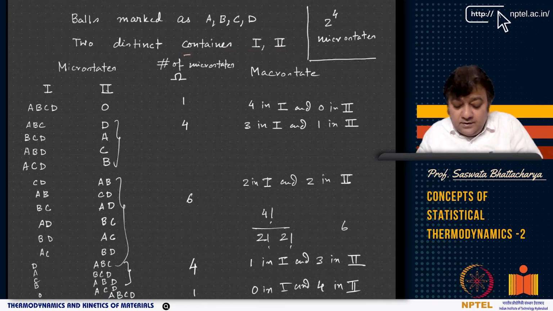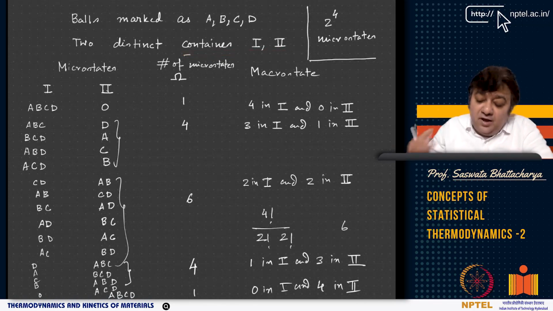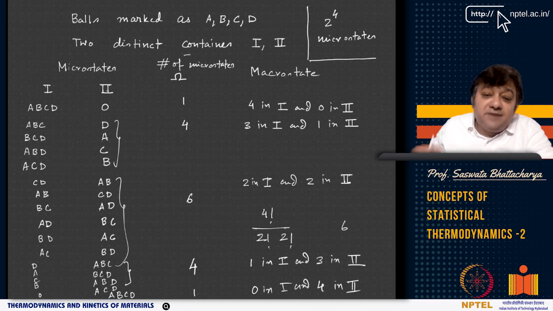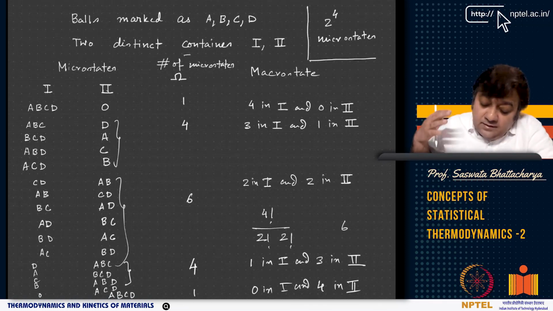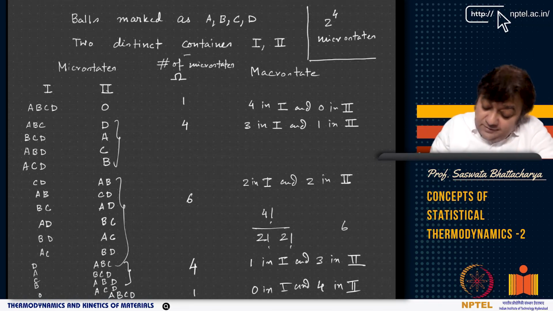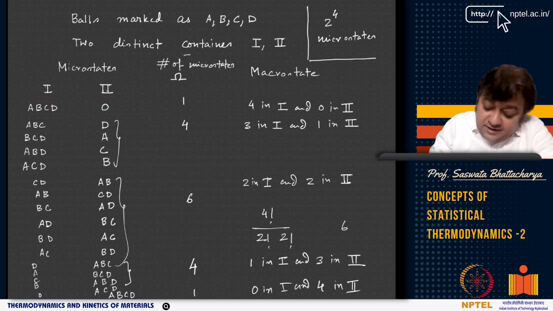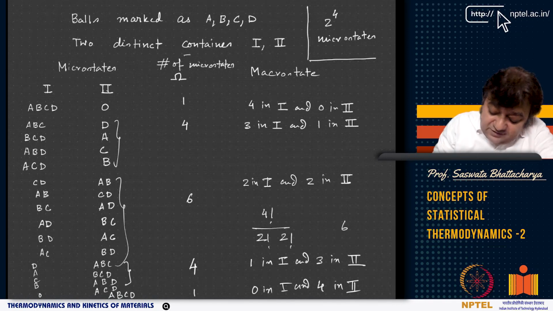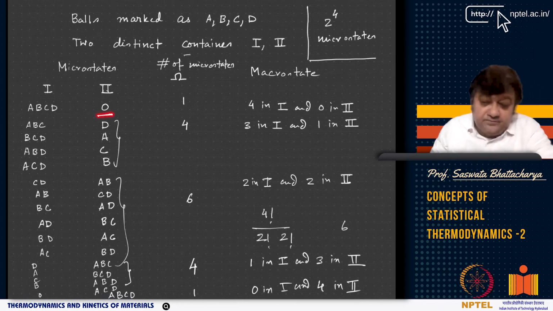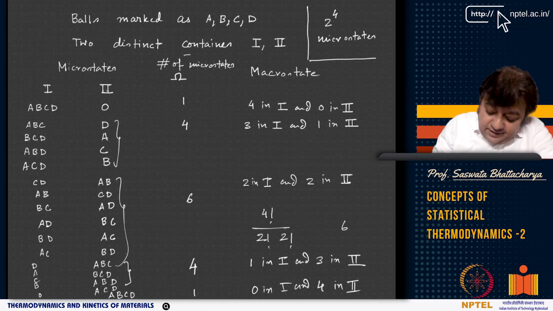Now, how many ways can we arrange these 4 balls in these 2 containers? I can think of the number of microstates like this: you have 1 and 2, and the distribution of how the balls will be distributed among 1 and 2. For example, I can have a configuration where all of A, B, C and D are in 1, but 2 has 0. I can also have 3 in 1, so A, B, C, or B, C, D, or A, B, D, or A, C, D.